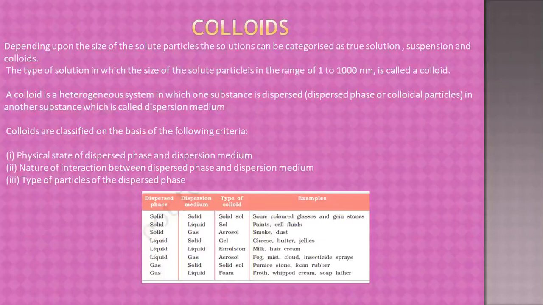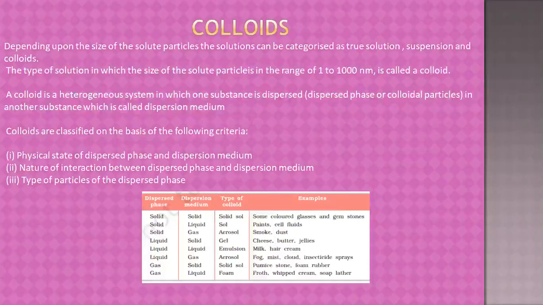Depending upon whether the dispersed phase or the dispersion medium is solid, liquid, or gas, there are 8 types of colloidal system. I would like to tell you a gas mixed with another gas forms a homogeneous mixture. Hence, it is not a colloidal system. Now, examples of various colloidal systems: solid in solid is known as solid sol. Examples are colored glasses and gemstones. Solid in liquid is sol. Sol means solid dispersed in a liquid dispersion medium. Examples are paint and cell fluids. Solid in gas is aerosol, like smoke and dust.